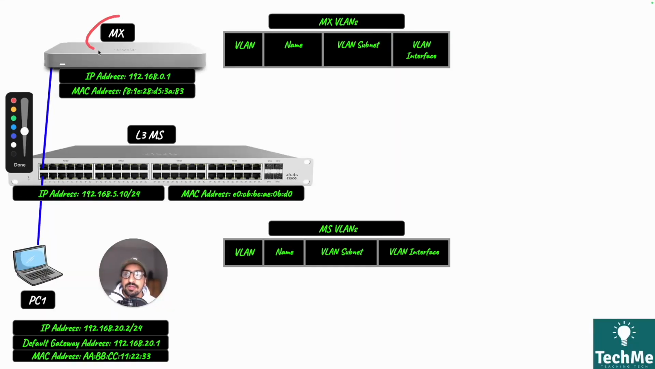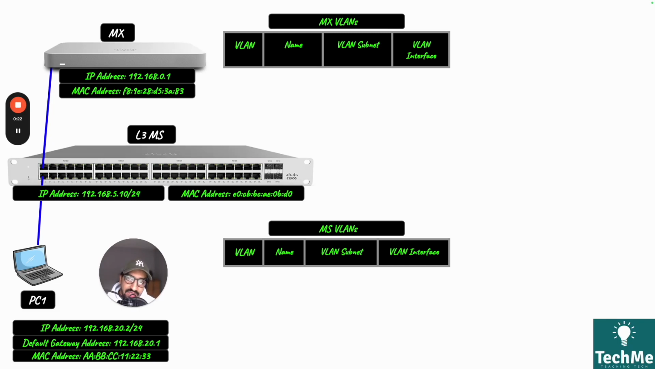So here is our topology that we have. You'll have an MX, you'll have a layer 3 switch, and you just have a client that's in one of the VLANs that the layer 3 switch hosts. So we'll be going through a layer 3 switch to MX topology setup, and there's really 4 stages to this setup. So let's go through the first stage.